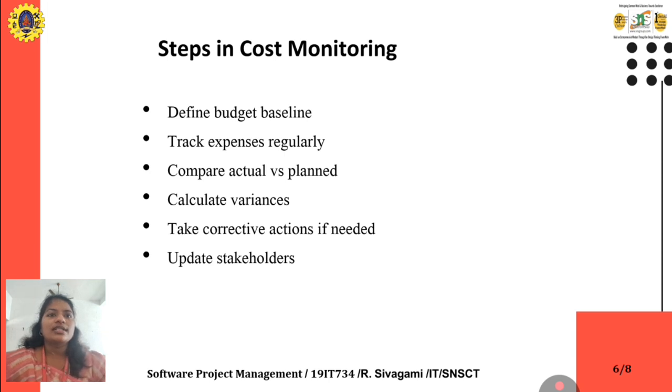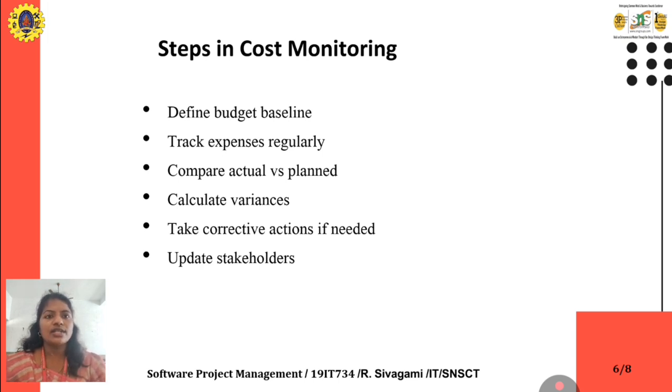The next one is the steps in cost monitoring. What are the steps we are going to follow? First, define the budget baseline. First we define our budget: this amount only we are going to spend for that project. And then track expenses regularly. We monitor how much we spend on each and every module or task.